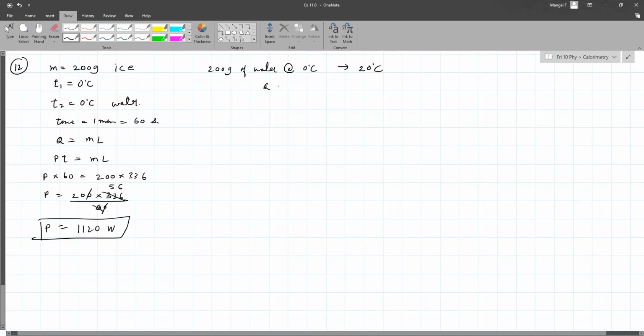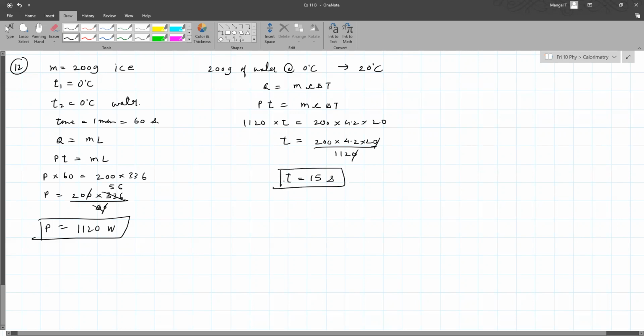So again, over here we have Q equal to mcΔT, which is P times T equal to mcΔT. So 1120 times T is 200 times 4.2 times 20. So 200 times 4.2 times 20 over 1120. This can be reduced further, and this will be 15. The answer is 15 seconds.